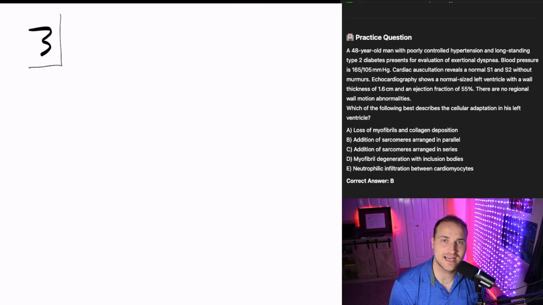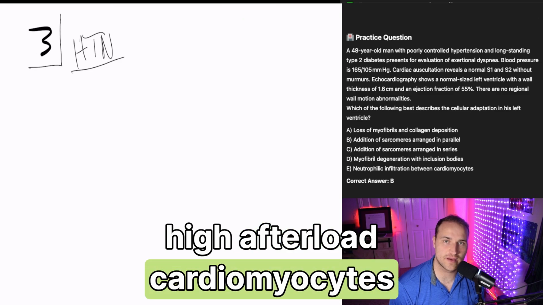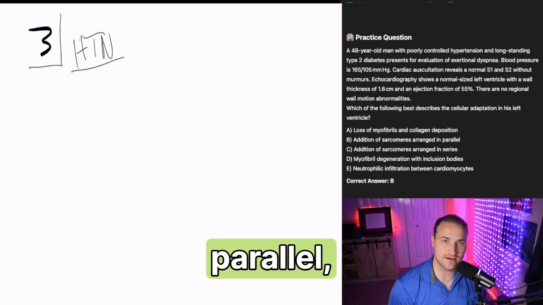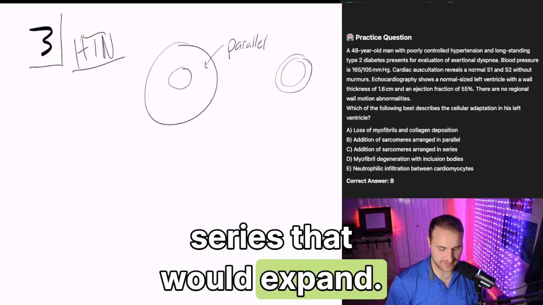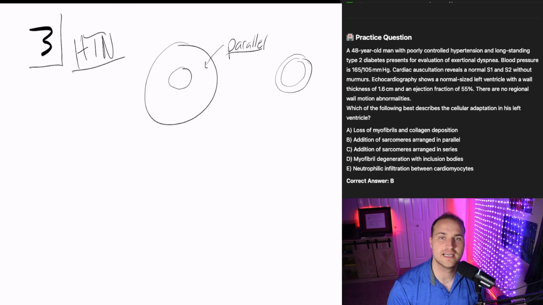Okay, so this patient has concentric left ventricular hypertrophy from long-standing hypertension. So to handle the high afterload, cardiomyocytes add sarcomeres in parallel. They're not adding them in series, which would make the cell expand; they're adding them in parallel so they can contract. And that thickens each cell and increases the contractile force, but it's at the cost of compliance. Our answer is going to be the addition in parallel.